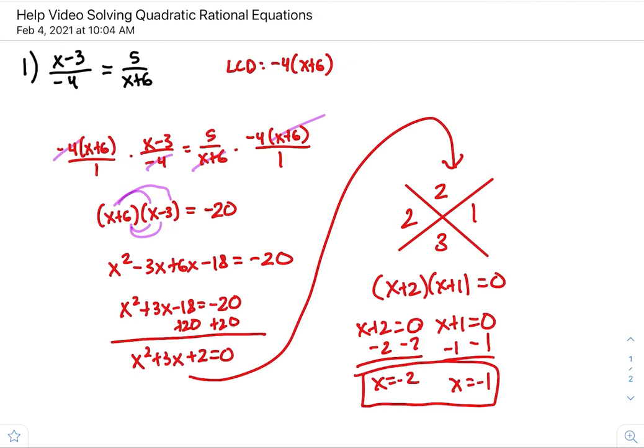Okay, so once you multiply both sides by the least common denominator between the two fractions, then you just solve for it like how you would for quadratic functions.